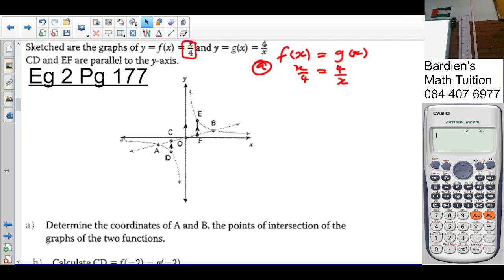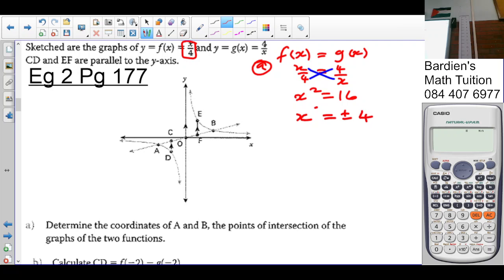Okay, so what do we get? X squared equals 16. I mean, that's when we cross multiply, not so? So square root, what must I not forget? So it's plus minus 4. If I apply the square root, it's plus minus. Okay. Have I answered the question? Of course not. So what do I do with plus minus 4?